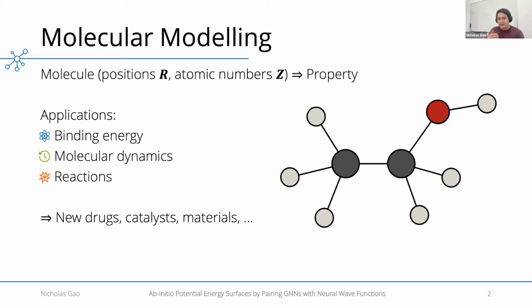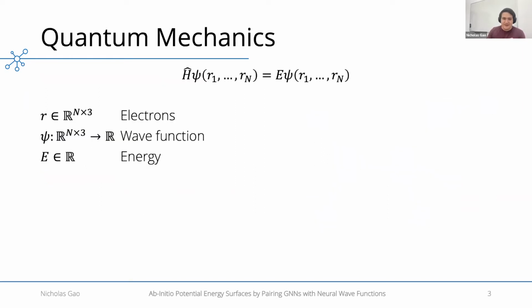And if you can solve the problem, then you can apply it in binding energy predictions, molecular dynamics simulations, or if you want to replay reactions, which then in turn lead you to new drugs, catalysts, materials. But then the fundamental question here is obviously, how do we obtain the energy of a molecule in the first place? And this is where the Schrödinger equation, which we just talked about, comes in.